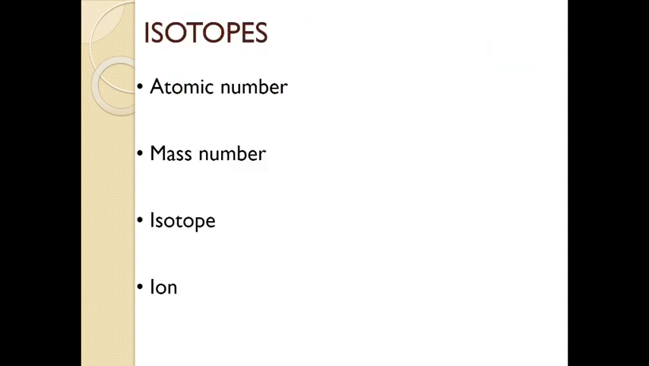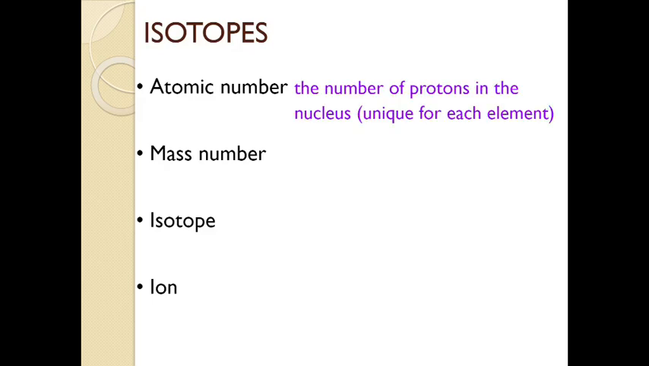Now, some important words to define. We're going to start talking about something called isotopes, and we're actually going to define isotope in a moment. But all of these words are going to be important for understanding what an isotope is. So first, atomic number. The atomic number is the number of protons in the nucleus, which is unique for every element. When you get your periodic table, which hopefully you already have, that's going to be that top number in the element square.